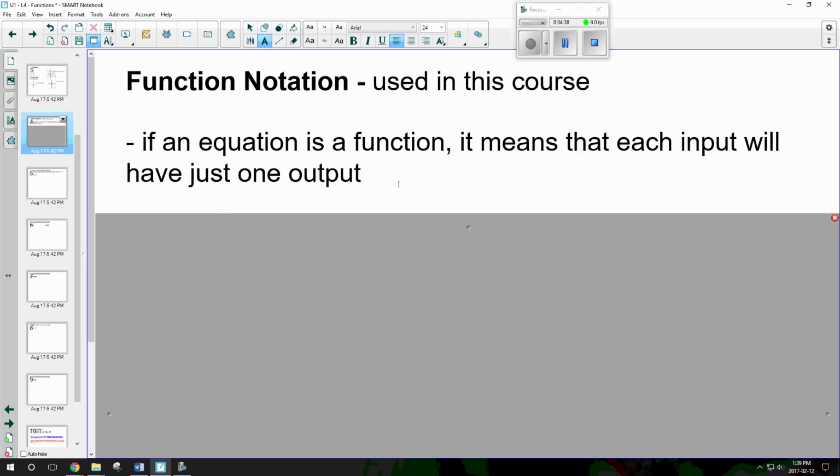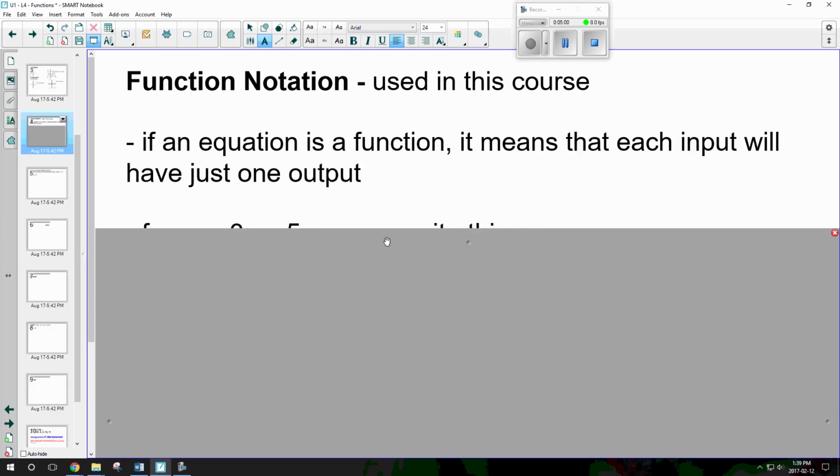If an equation is a function, it means that each input will have just one output. So if we have one x value and plug it into our equation, we will only get one y value. And that's been true so far. We saw that on Friday when we did our table of values. When we plug in our x value, we only ever found the one y value that we used in our table of values.